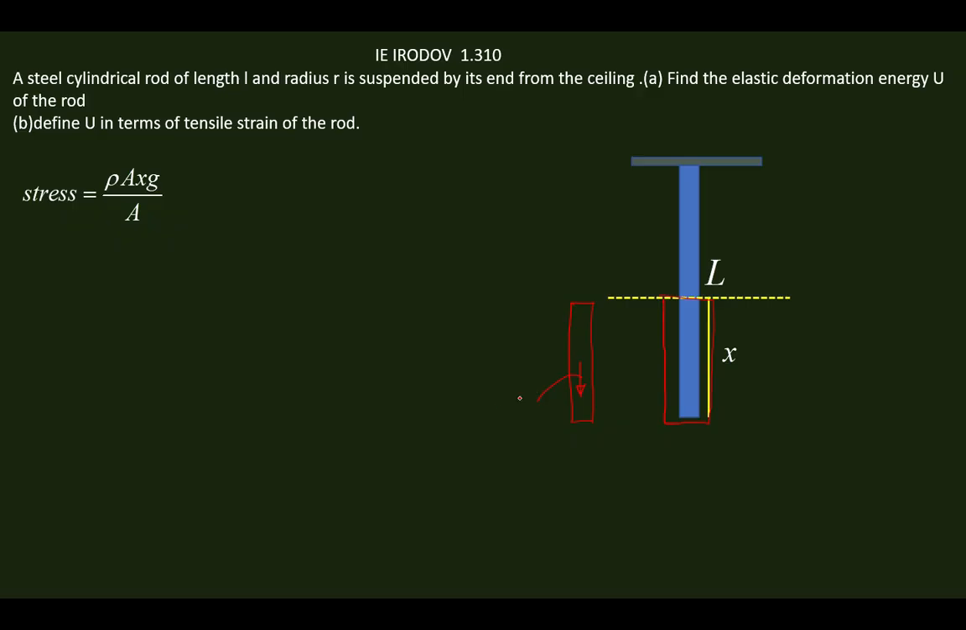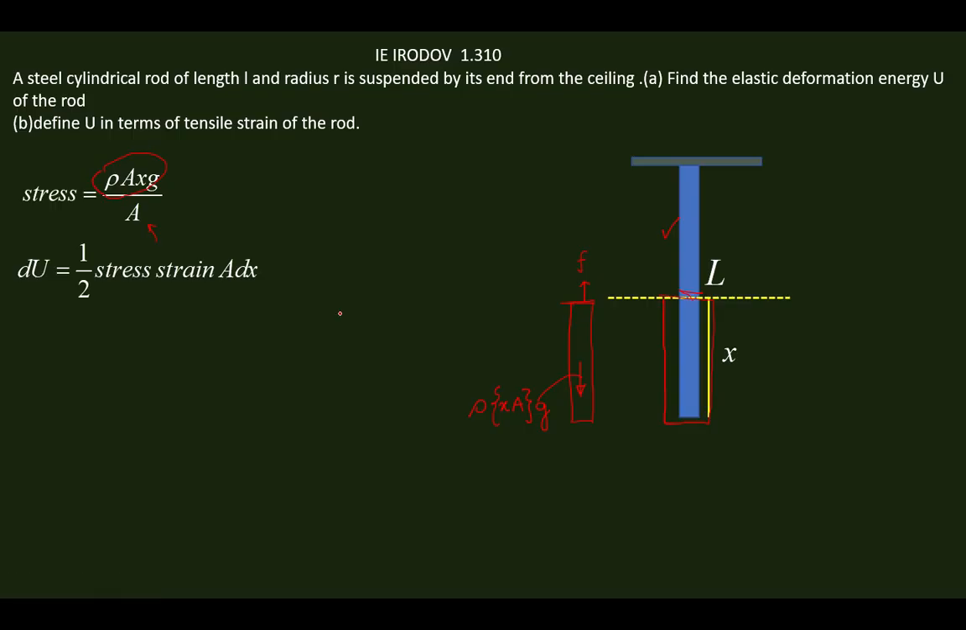its weight is rho, density, into volume. Volume is x into area into g. So this is the weight. And this weight is balanced by the force being applied at this section by the upper part. So this force will be equal to rho A x g, and the stress at this section will be this divided by the area of the section.